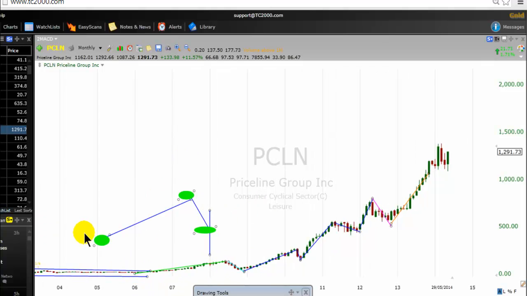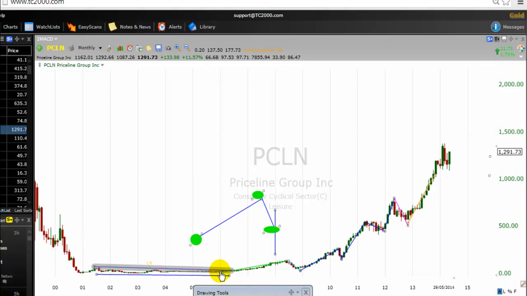So this is, according to my guidelines, I would definitely call this the first wave. In fact, I have recorded a video before about this stock. All these lines I drew in the past, I still have on my chart. So I will label this the first wave.